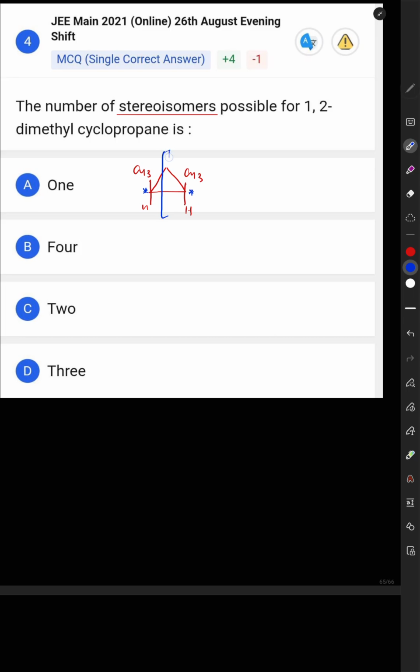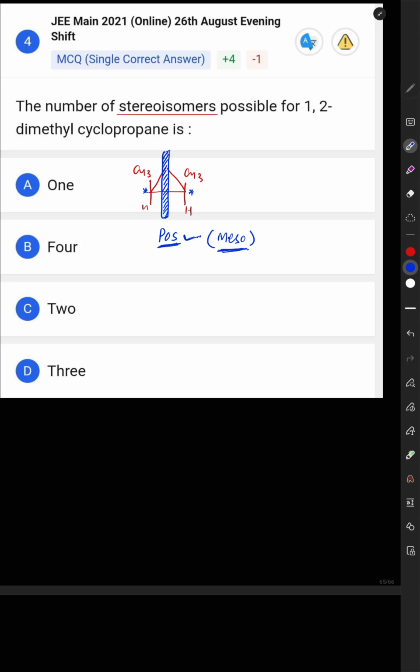Now, let's say that a plane is bisecting this molecule. We consider a plane of symmetry. Due to this plane of symmetry, the molecule can be partitioned into two equal halves, and both the parts of this molecule can reflect each other. So there is a plane of symmetry, and due to this plane of symmetry, there must be the presence of a meso form. So a meso form must be there.